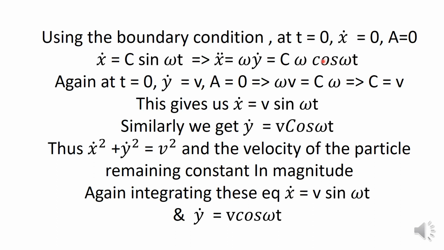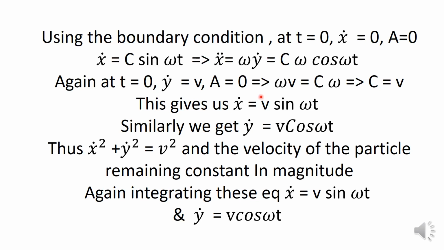at t is equal to 0, that is cos 0 is equal to 1, so c omega is equal to omega y dot, meaning omega v is equal to c omega, and from this we find c is equal to v. Therefore, ultimately the constant c is equal to v, that is x dot is equal to v sin omega t, and in a similar way we find y dot is equal to v cos omega t.